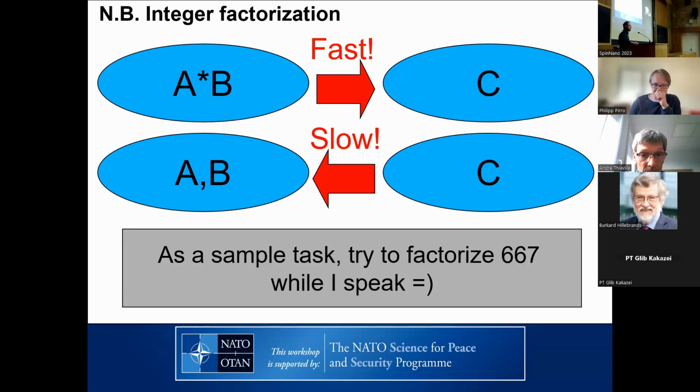Great. A bit of an intermediate topic: integer factorization. Even a fifth grader with a calculator can quite fast multiply two numbers. But if you give him the same calculator and give him some number and ask him to factorize this number into prime multipliers, it doesn't take seconds. It can take minutes, hours, depending on how large a number you choose. As a sample task, you can try to factorize 667 while I speak my presentation.